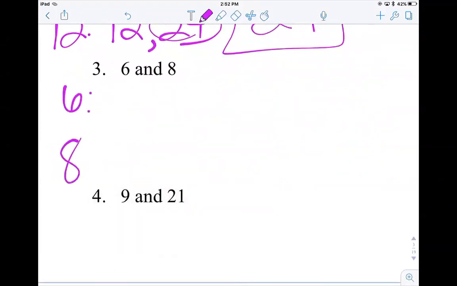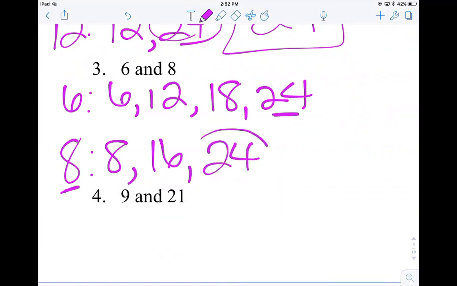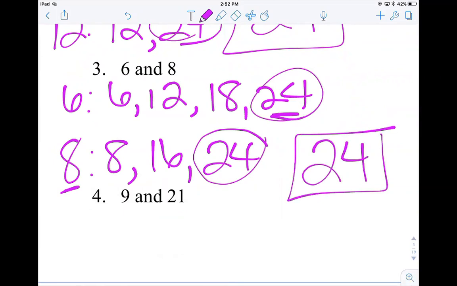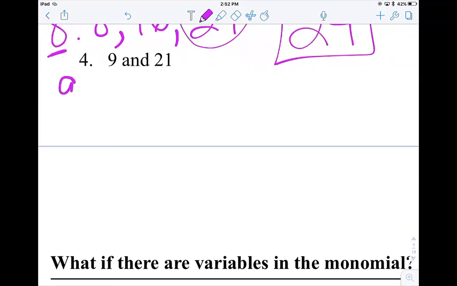My 6 times tables: 6, 12, 18, 24. Again, I know 24 and 8 are connected. So let's do the 8 times tables. And there's my 24. So we're looking to see what number they have that's the same. That's the smallest. And then the same thing for 9 and 21.